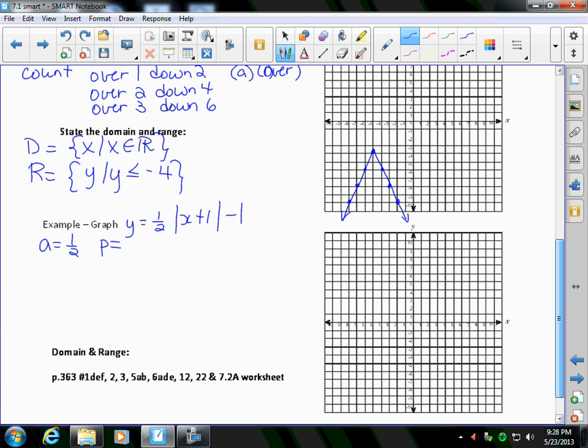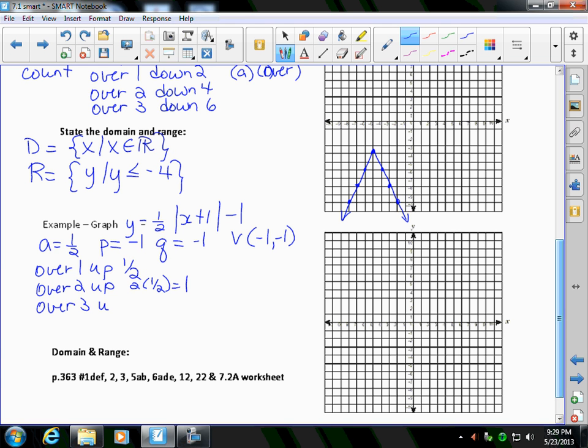My p value is -1, and my q is also -1. So my vertex is at -1, -1. Now for my count, I'm going to go over 1, and then because a is positive, it'll go up, but I have to multiply by that half. Then it's over 2, up, so this is 2 times 1/2, so it's up 1. Over 3, up 3 times 1/2, so 3 divided by 2 is 1.5.